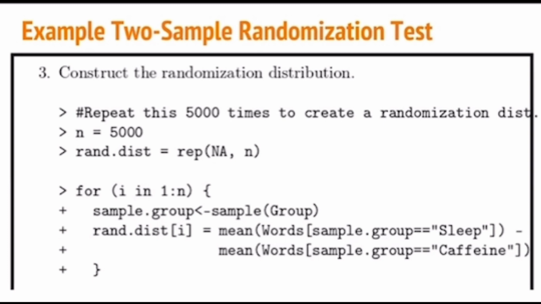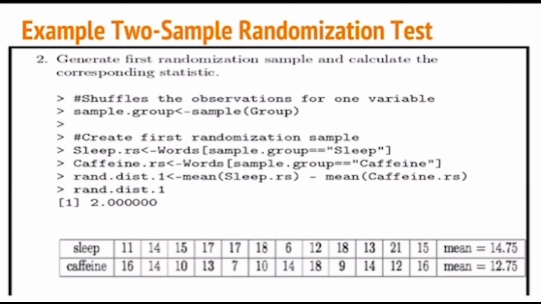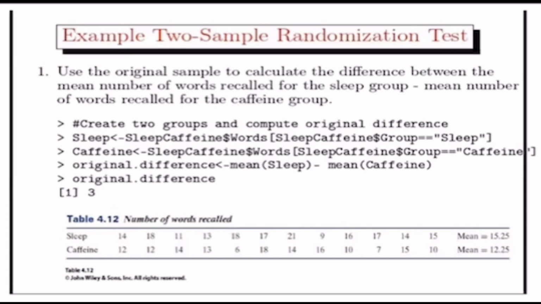When you do that 5,000 times, then you'll be able to compute the difference of means. How many values for the difference of means are you going to have? 5,000 of them. Out of the 5,000, how many of them are greater than the original difference? When I say the original difference, how many are greater than 3?